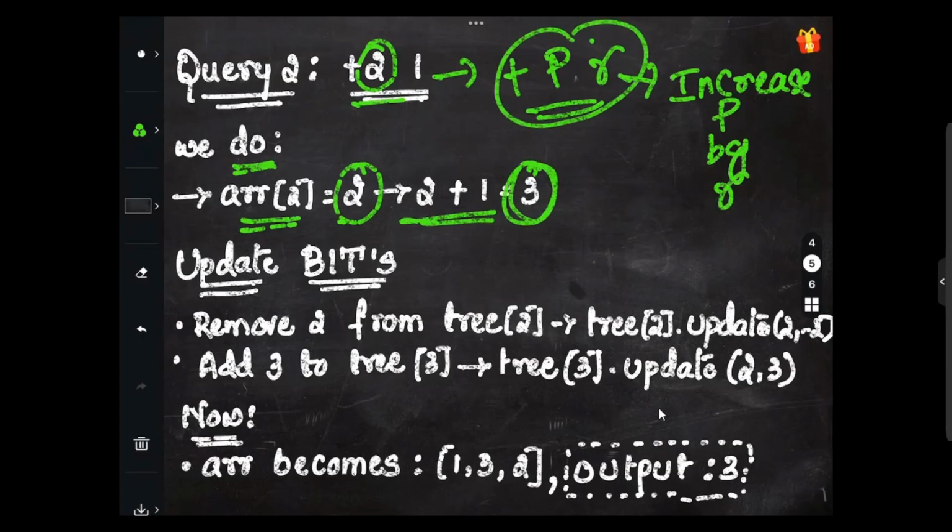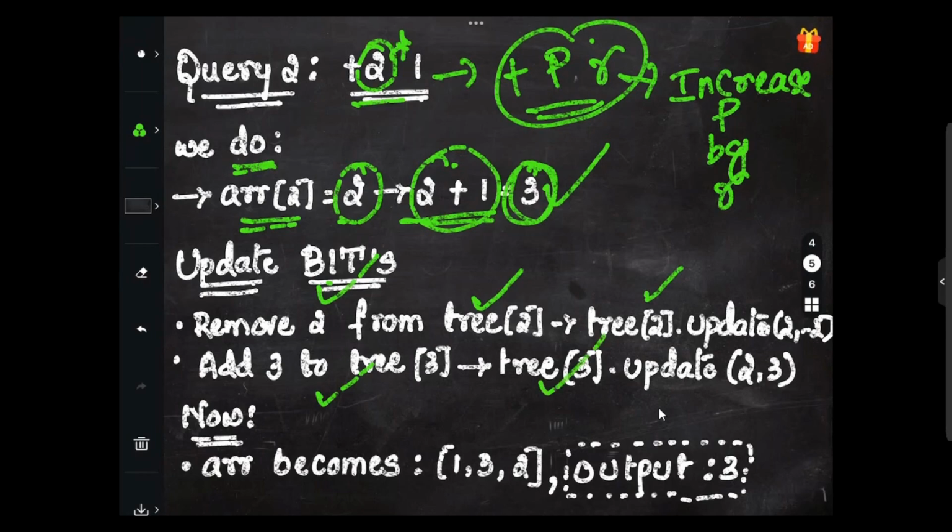Based on what we have discussed, increase p by r means 2 plus 1. So we have to increase the 2 by 1, right? When we increase the 2 by 1, we get the solution 3, right? So now we have to update the binary index tree, remove 2 from the tree 2, right? So this will be tree 2 dot update 2 comma minus 2. And we will be adding 3 to the tree 3, right?